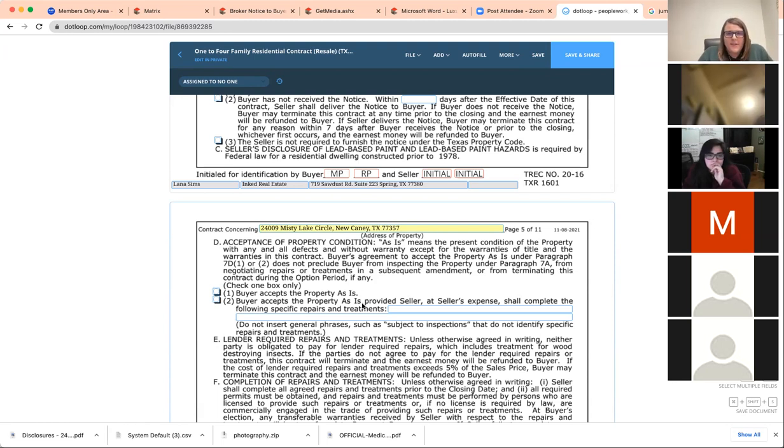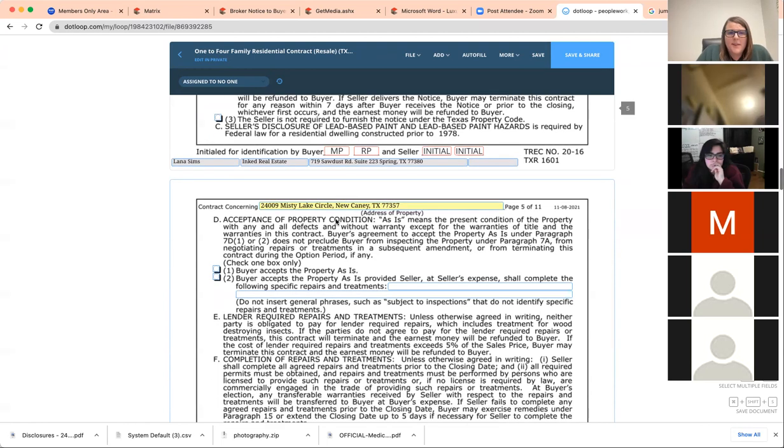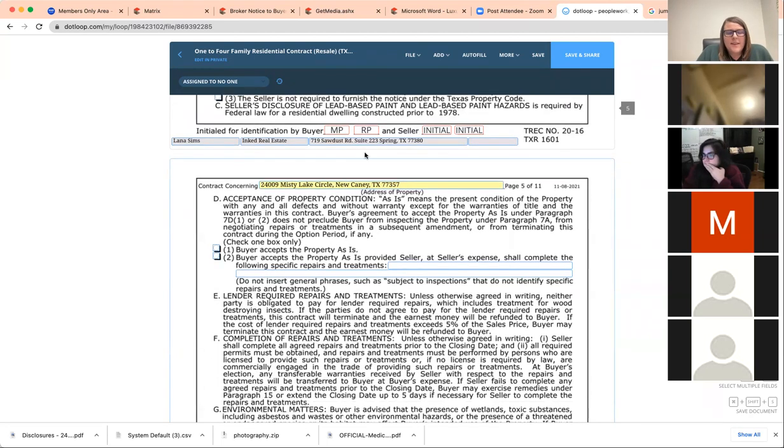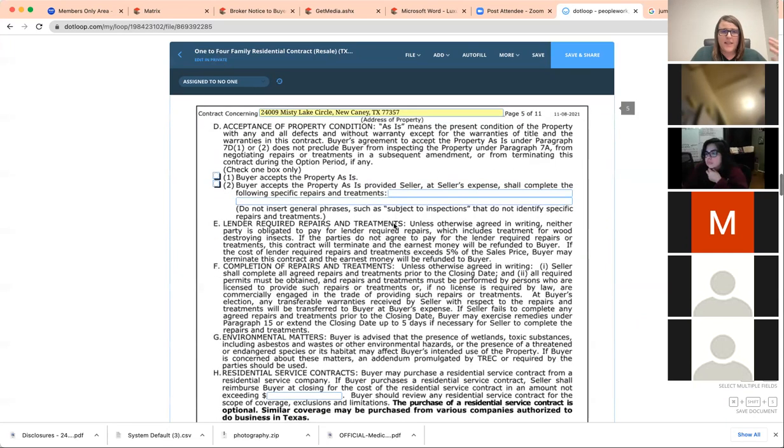Lead-based paint, obviously, if it was built before 78, it must be disclosed. Now this is the one that sellers, or buyers, always get freaked out about. It says as is means the present condition of the property with any and all defects and without warranty except for the warranties of title and the warranties in this contract. They just read that and then they stop. The rest of it says after inspections you can negotiate, but they read that and they freak out thinking they have to buy this house with all the defects.